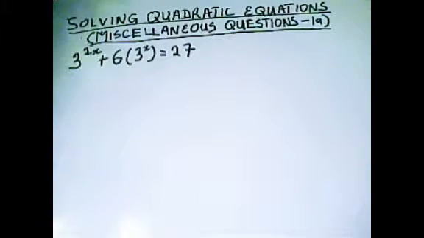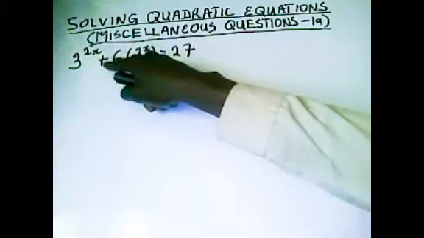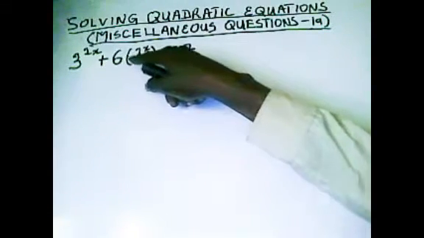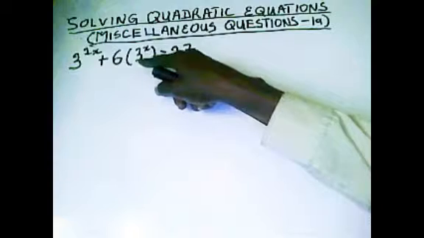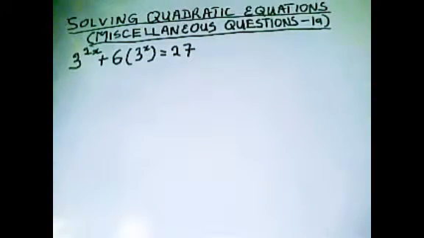Now, for our today's lesson under miscellaneous questions, we are going to take the first question on the board. If you observe the question on the board, it says 3 power 2x plus 6 times 3 power x equals 27.